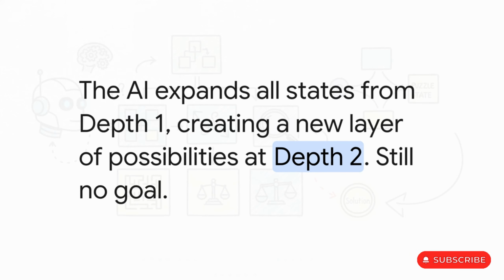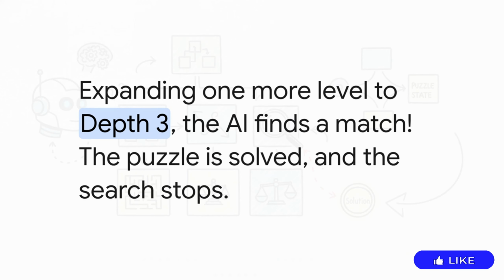Suddenly, what was 3 branches becomes 7 or 8 new possibilities. We're now at depth 2. And again, it checks every single one of them. Still no goal. So the AI takes all those states from depth 2 and expands them one more time, creating a huge new wave of possibilities at depth 3.